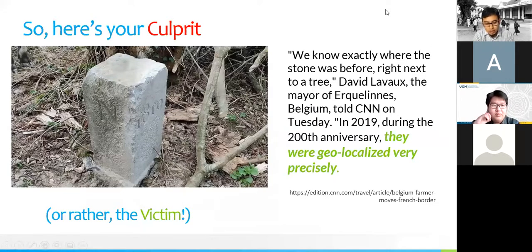This stone with 18, 19 markings on it. Yeah, the farmer thought that this is nothing special, so he just dug up the stone and moved it someplace else, and accidentally he annexed. Yeah, he moved the border between Belgium and France. So yeah, we can say that the stone is the victim.